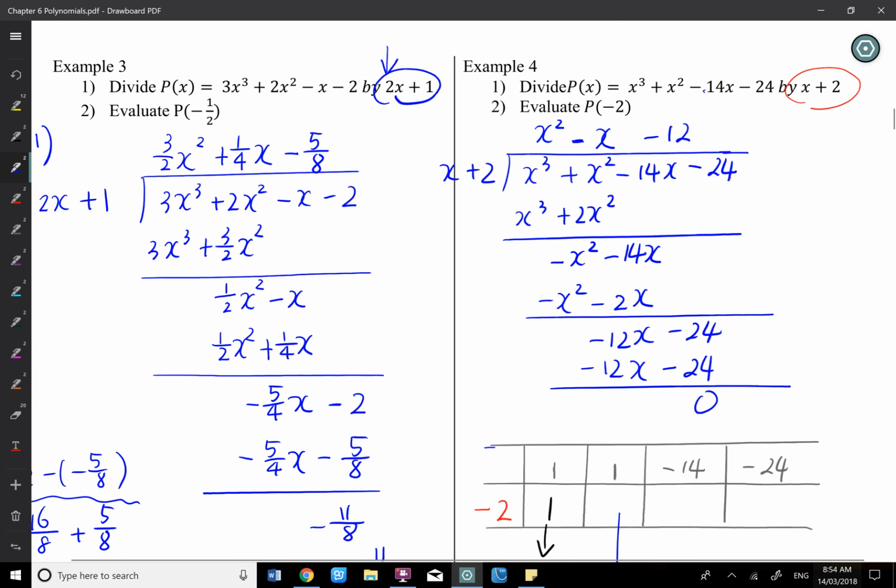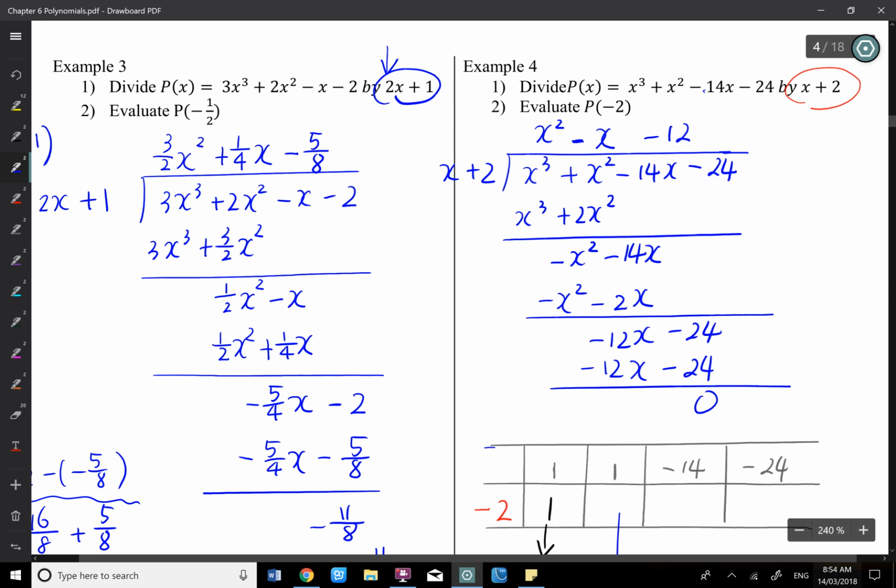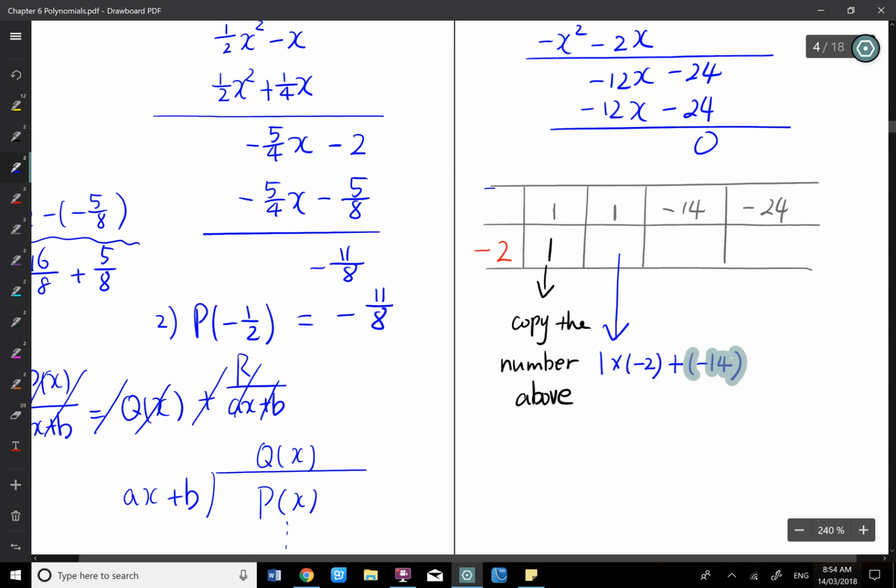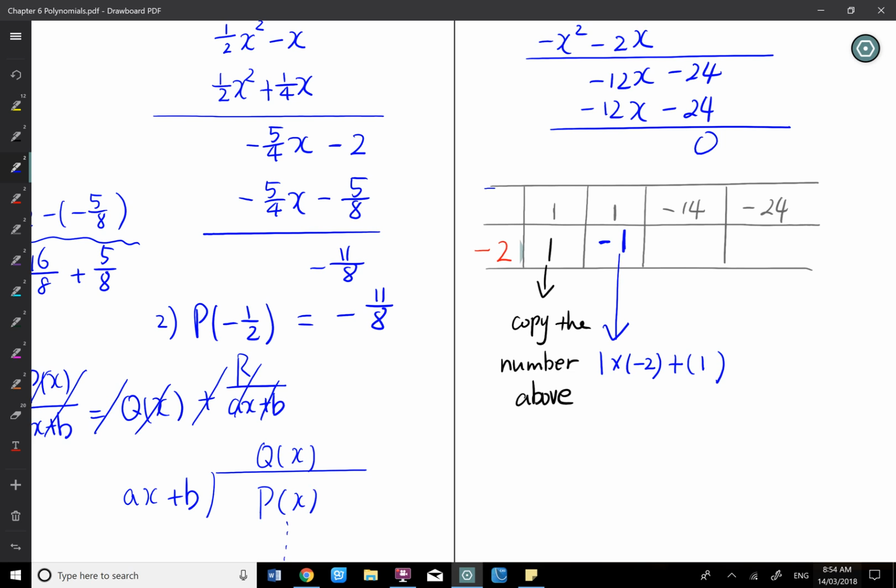but did I do it right? 1, 1, -14. Not 14, sorry. You need to add 1. The next row, like the next column. So 1 times that and add with that. So what we have here is a -1. Okay, -1 becomes the new number.